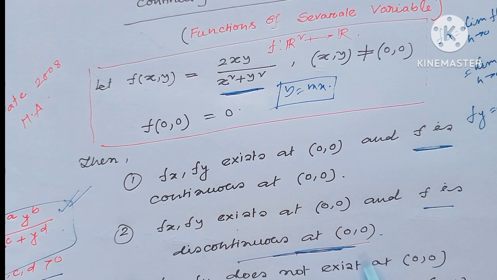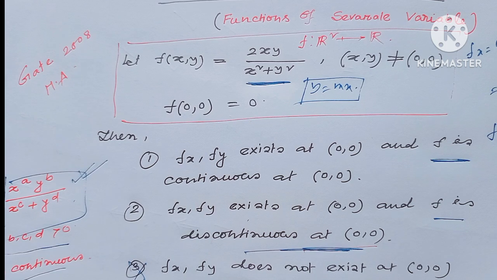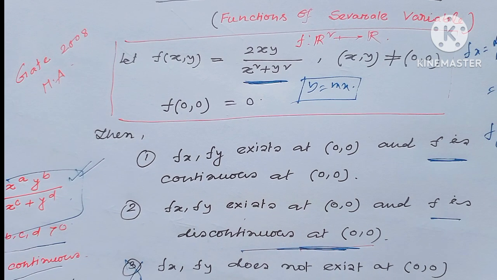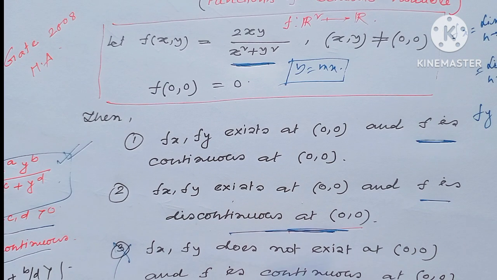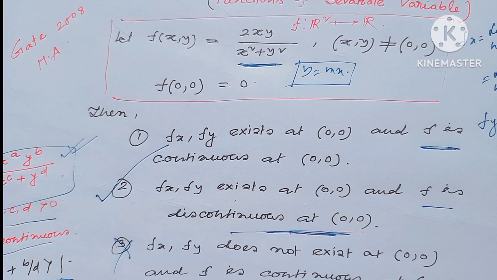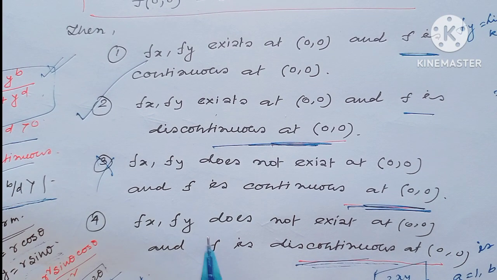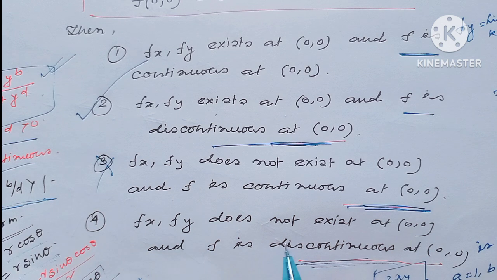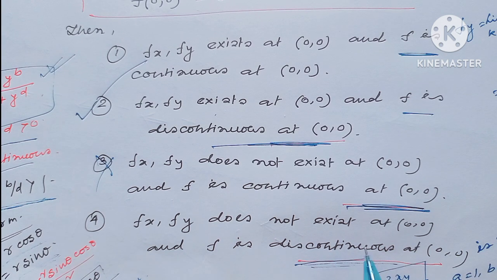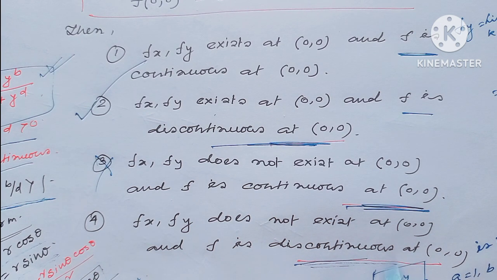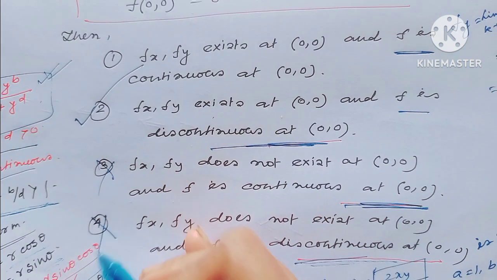f is discontinuous but partial derivative with respect to x and partial derivative with respect to y exist. And the fourth option indicates partial derivative with respect to x and partial derivative with respect to y do not exist and f is discontinuous. This is the wrong option.